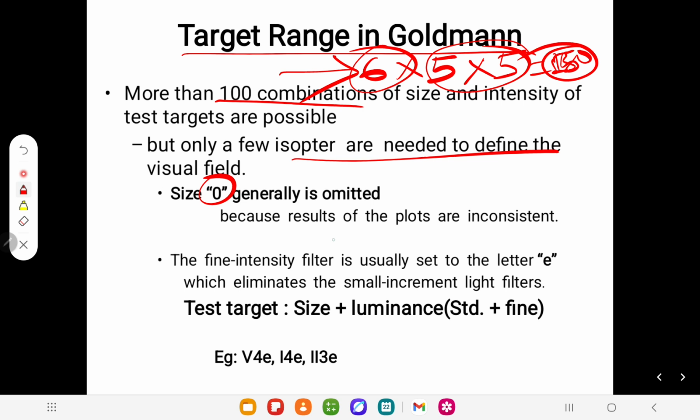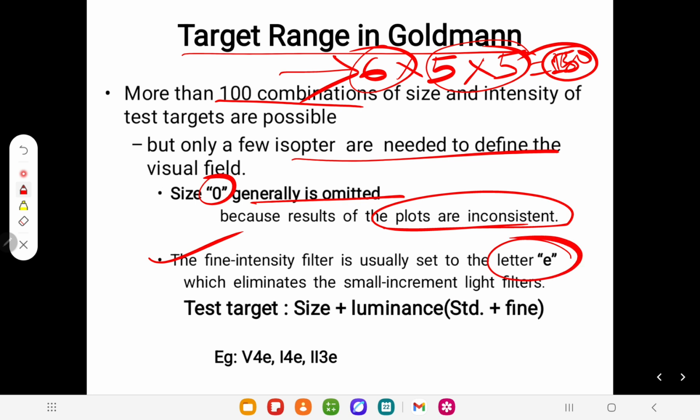The size 0 is generally omitted. I have never done it with 0, because the result of the plot is inconsistent. It's so small that it's inconsistent. Finally, the intensity of the filter is usually set on the letter E because of the high intensity we use, and from A, B, C, D that means a 1 decibel change, isn't it? These are the small incremental filters, because A, B, C, D always change by a small 1 decibel, but from 1 to 2, 3, 4 it's 5 decibels, it's 0.5 log unit, isn't it?